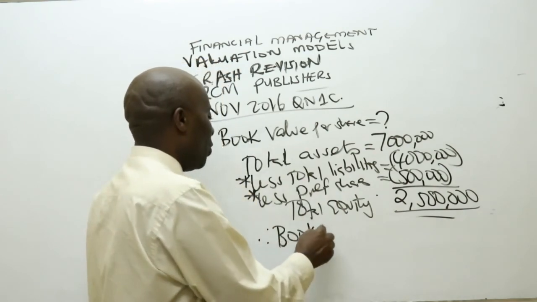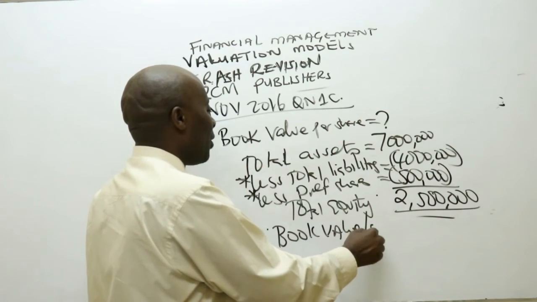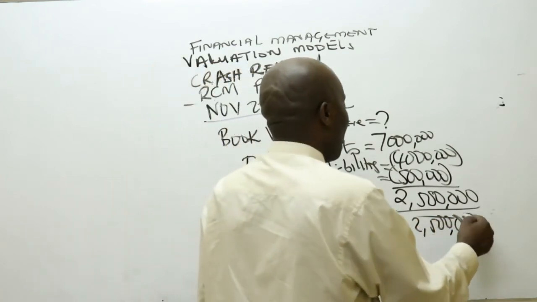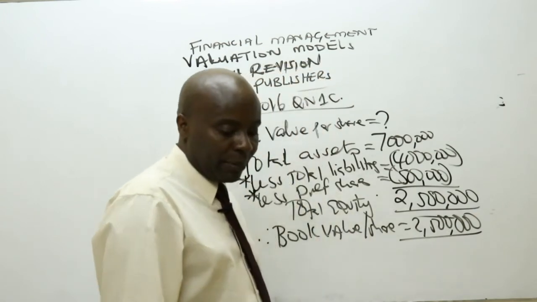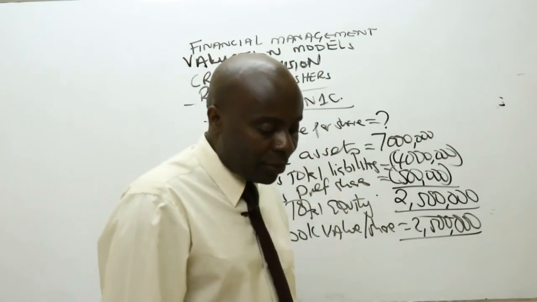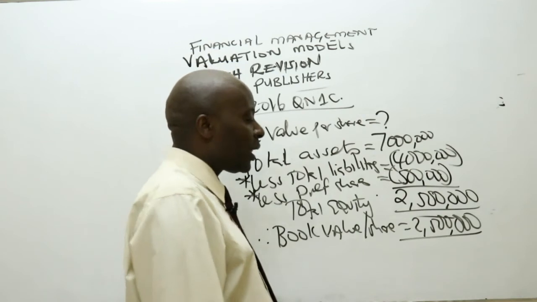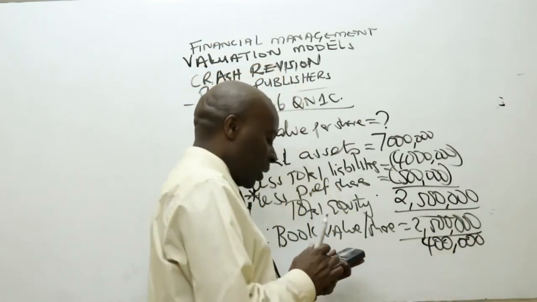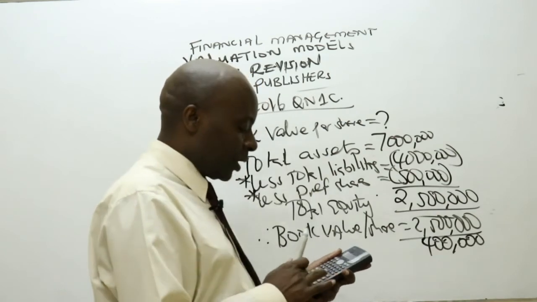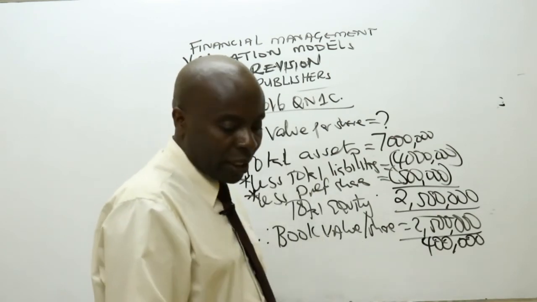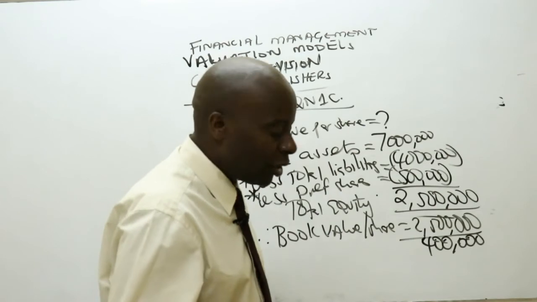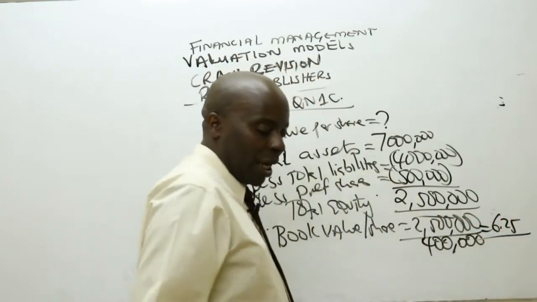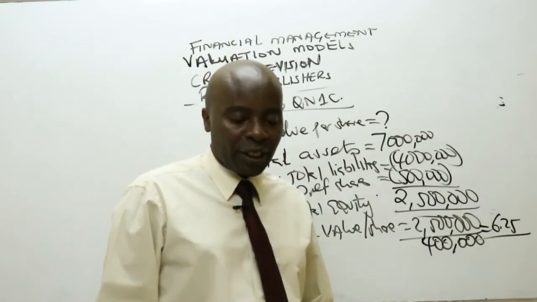And that is why, for us to be able to get the book value per share, I will take the 2.5 million divided by the outstanding number of ordinary shares, which, as you can see from that table, is 400,000. So we have this divided by 400,000. I'm able to see 6.25. So this is the book value per share.